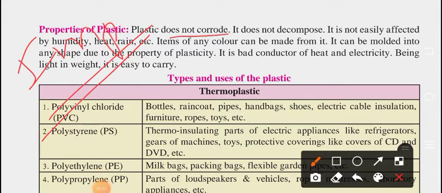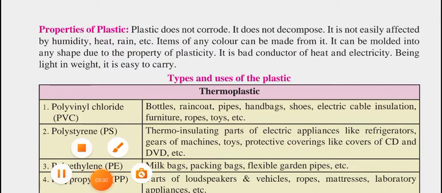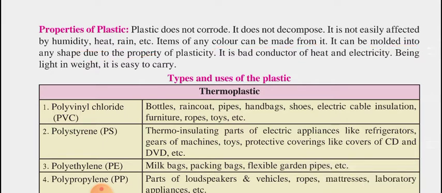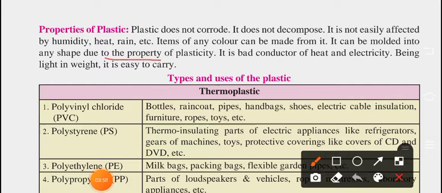Plastic does not corrode. It does not decompose. Human bodies, animal bodies and plants get decomposed, but plastic does not decompose. It is not easily affected by humidity, heat, rain, etc. Items of any color can be made from it. It can be molded into any shape due to the property of plasticity.